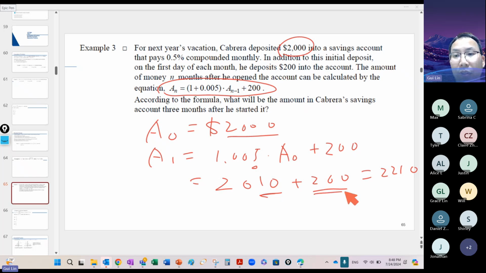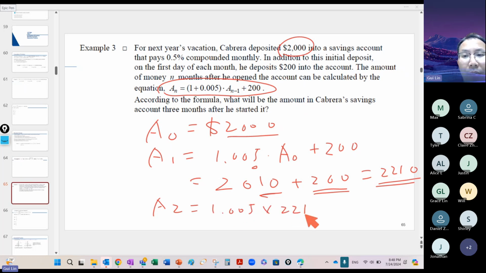And he put in an additional 200. So after 1 month, he already has this much in his bank account. Second, now 1.005 times. So right now the base changes to this one, right? So A1 will be replaced here, and he also deposits another $200. So it's good. Every month he puts in additional money, and it keeps growing, right?